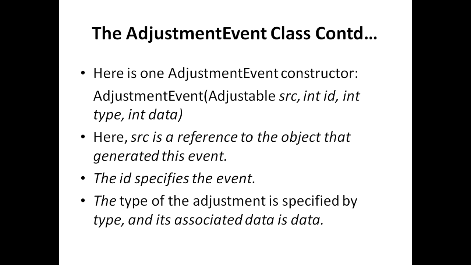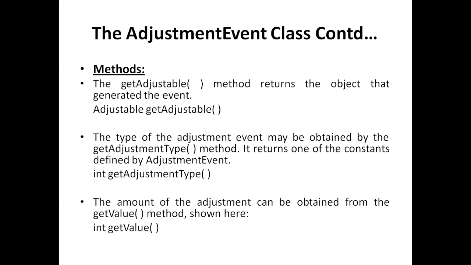Then the constructors and some of the methods available in the AdjustmentEvent class are as follows. AdjustmentEvent takes 4 parameters. First one is source, ID, type and data. Source is the reference to the object that generated this event. ID specifies the event. The type of the adjustment is specified by type and its associated data is data.